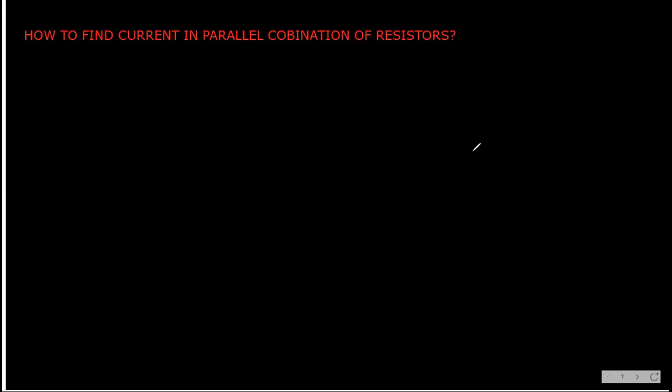Now concentrate and see how to do this. First, I am taking one example that we will solve, then we will discuss some similar models so that you will understand perfectly. Now, this is parallel combination. So, I am taking one example which consists of 3 parallel resistors.